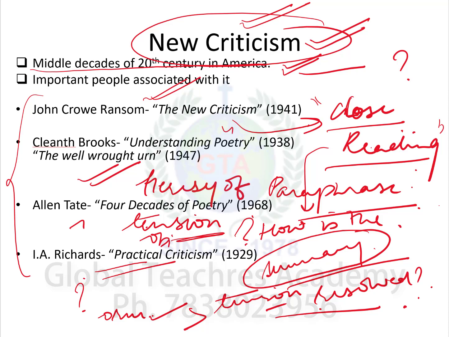Then there's I.A. Richards, who's written Practical Criticism. It's an important book that's associated with New Criticism, but remember that New Criticism, through his work, also came to be known as Practical Criticism. So if there's another word for New Criticism that you have to provide, it's actually Practical Criticism.